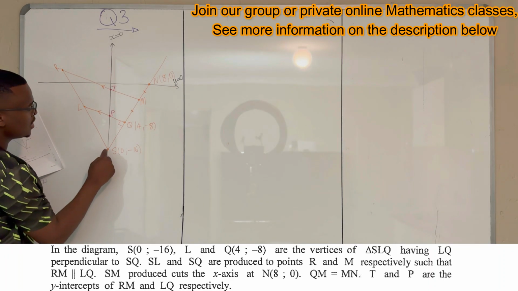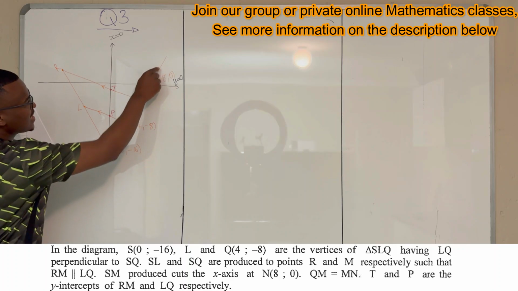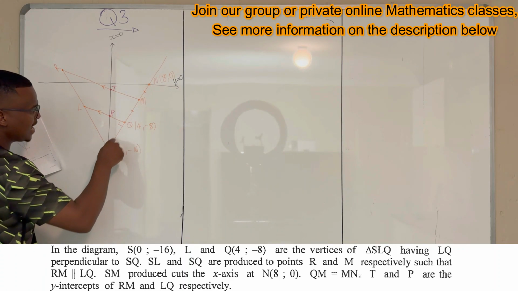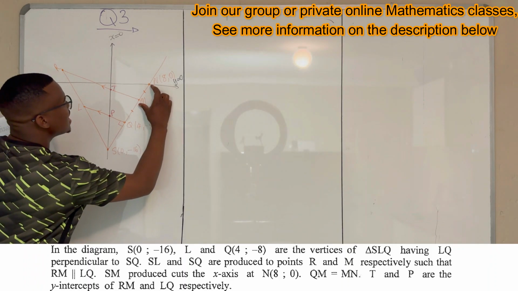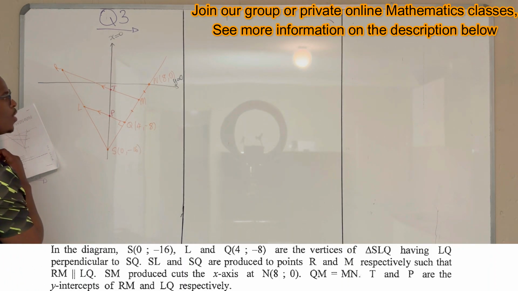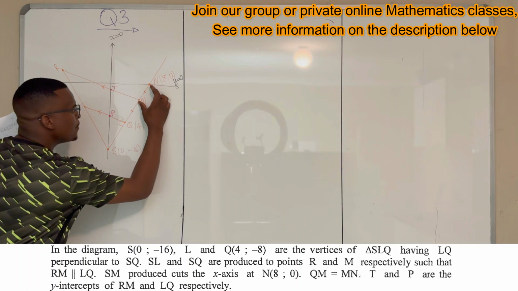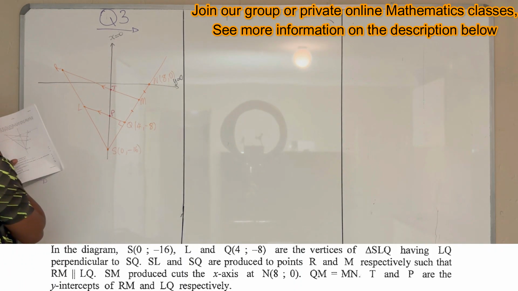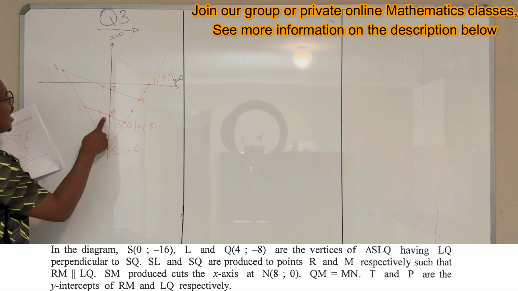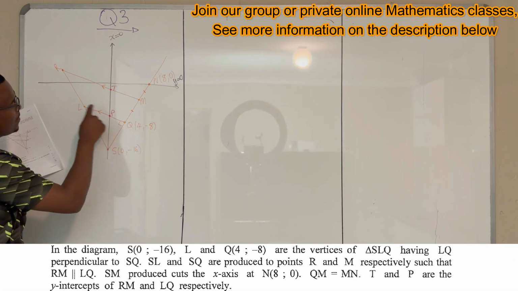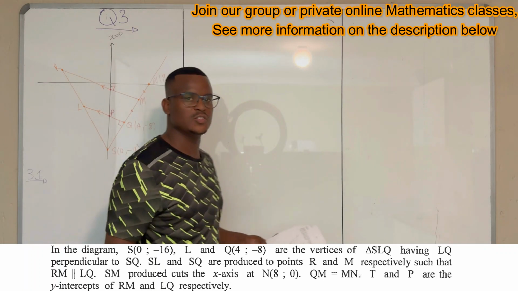So they're saying now, this line SM over here cuts the x-axis at point N. So the line SM cuts the x-axis at point N, and they're saying that this length MN is equal to this length QM. This length MN is equal to this length QM over here. They went on to say that T and P are the y-intercepts of RM and LQ respectively. So T and P are the y-intercepts of RM and LQ, as you can see in the diagram.